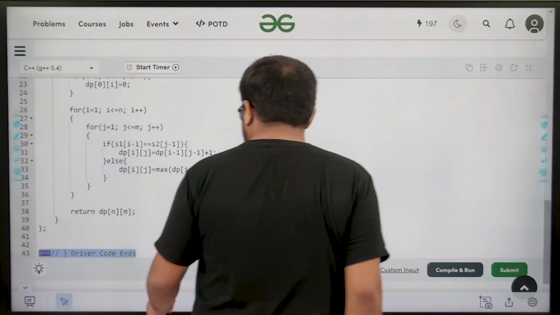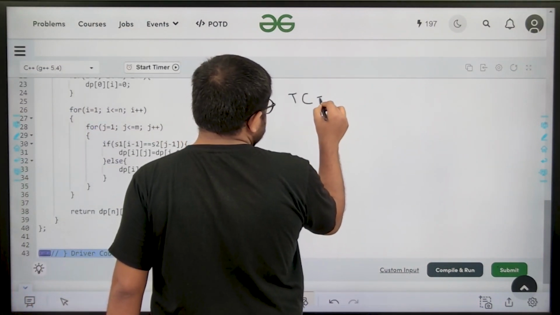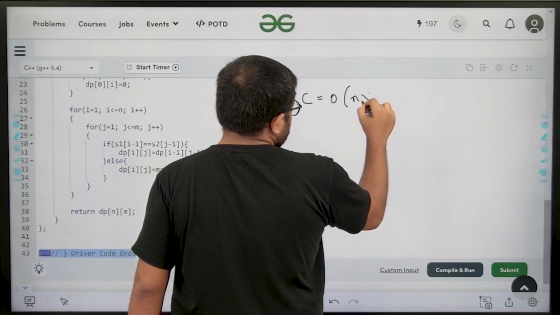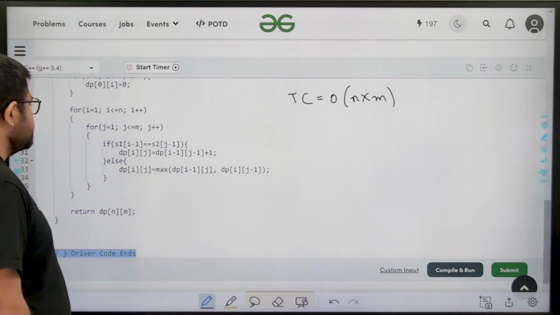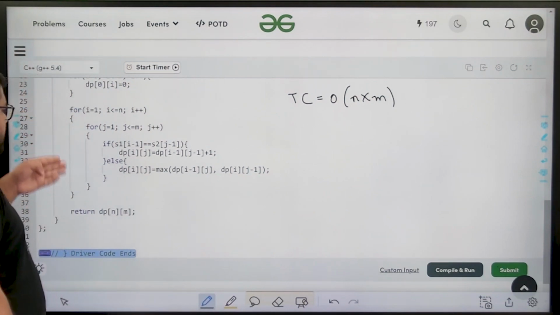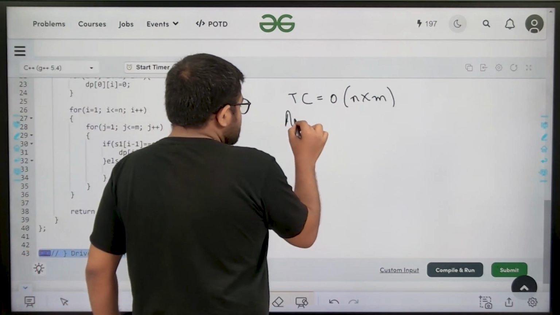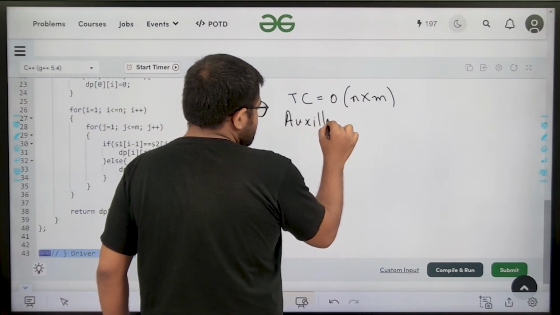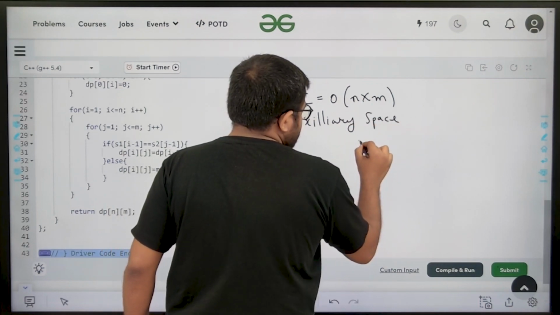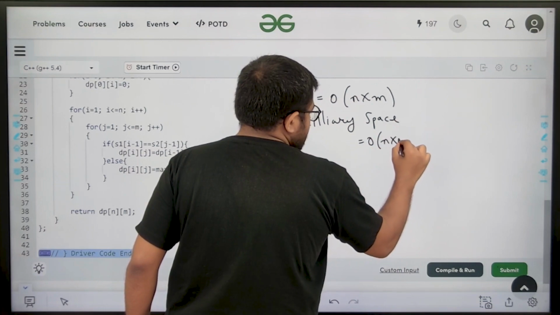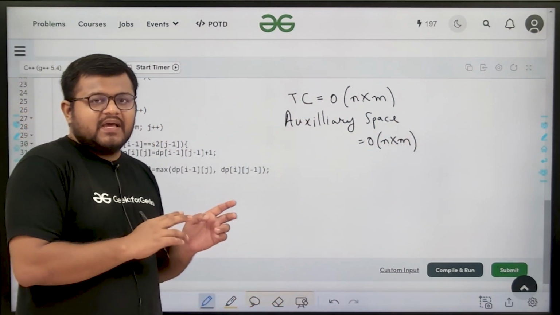Now if we discuss the time complexity and space complexity, what would be the time complexity? It would be big O of n into m, where n and m are the lengths of strings s1 and s2 respectively, because we are running two loops, one inside the other. And what would be the auxiliary space required? The auxiliary space required is also big O of n cross m, because we are taking a table dp of size n plus 1 cross m plus 1.